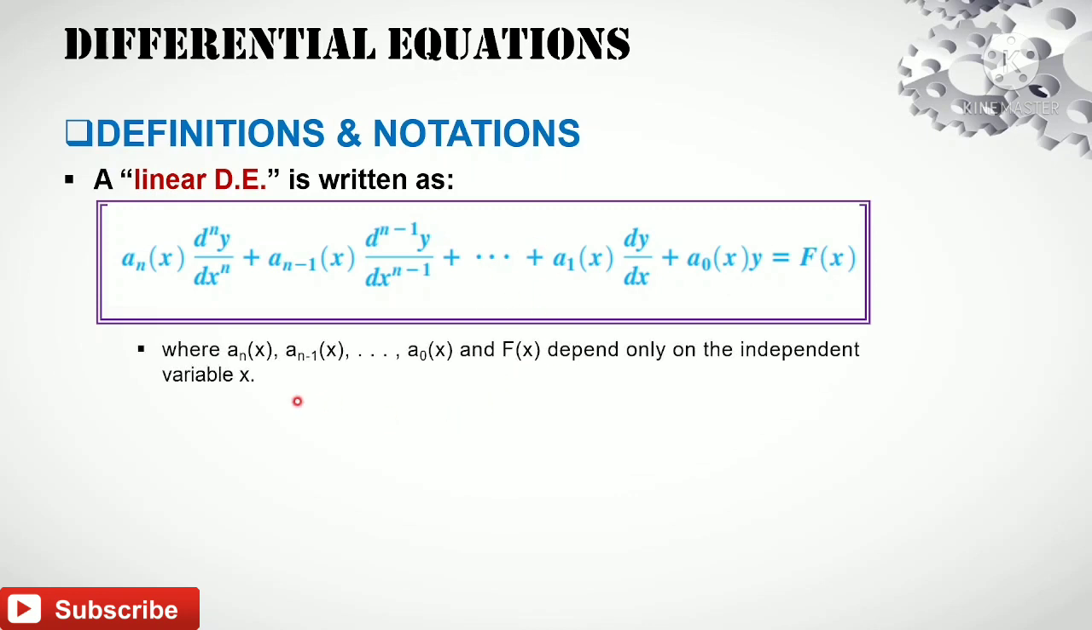So a sub n as a function of x, down to a sub 0 as a function of x, and f as a function of x depend on the independent variable x. Take note, the independent variable x. And if an ordinary differential equation does not satisfy this given general formula, it is called nonlinear.